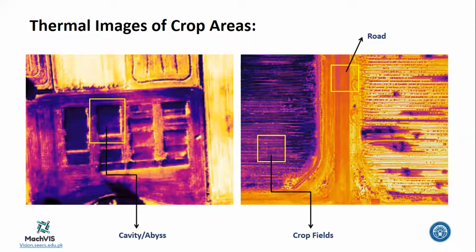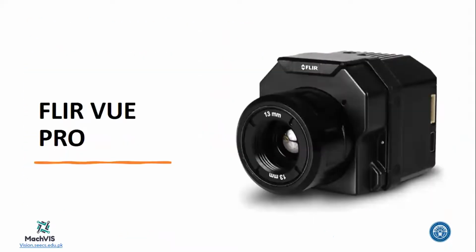So this is the region where the crop is, and you can see the patterns because of the plantation of the corn crop. You can see the lines, horizontal lines. So this is the reflectance pattern, and with this, it's clear that thermal sensors can also be incorporated in crop health monitoring and some other applications as well, that is cavity detection.